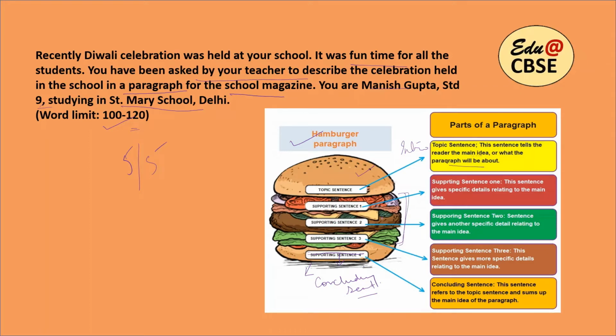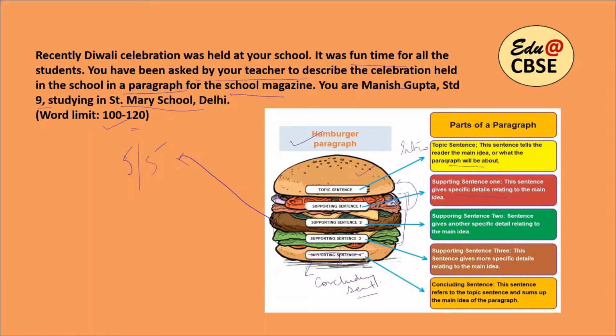Tasty because you have to appeal to the senses of the readers, and from here you will be reaching this. So supporting sentence 1, supporting sentence 2, supporting sentence 3. So what are these supporting sentences? These are the sentences that you will write, and all these sentences should relate to the topic. The sentence gives specific details relating to the main idea.